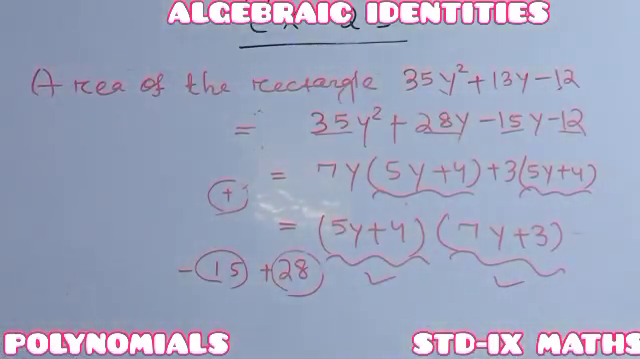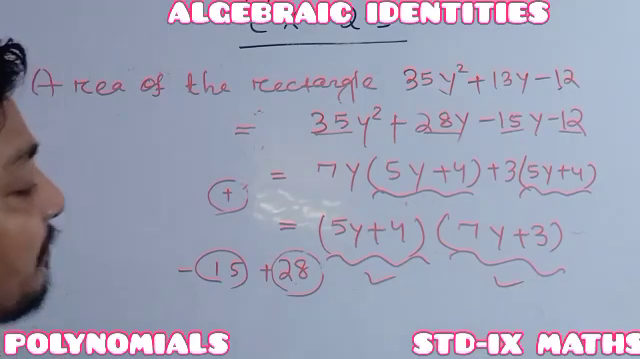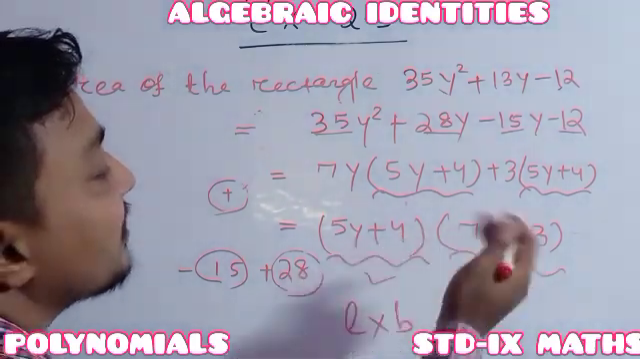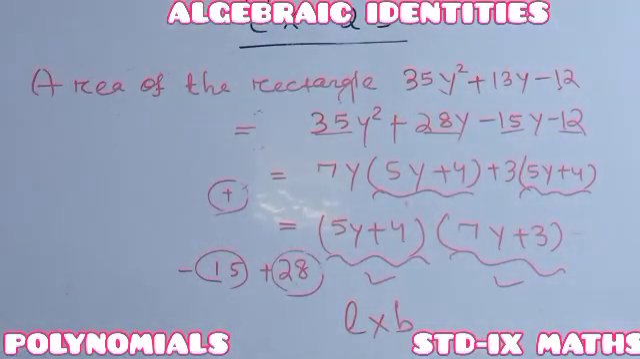So the dimensions are, this one is its dimension. Dimension really means it can be written as length into breadth. So already the dimensions are this one. Understood? Leaving this question.